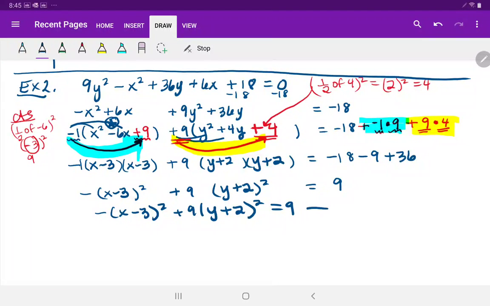Equals 9. And then our last step, step 5, is divide to get 1. Oops, let me show that in another color so you can see it better. So divide.